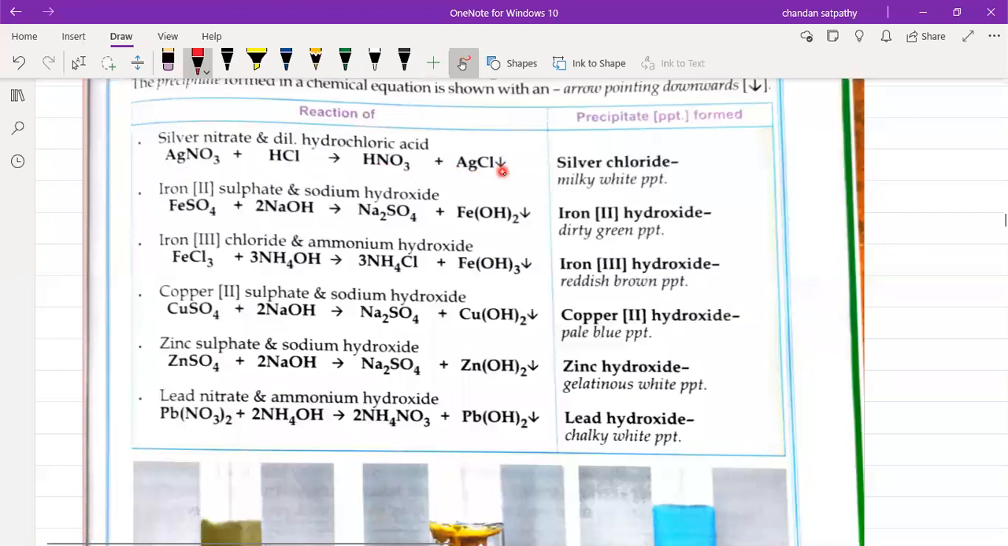Here you see a downward arrow mark is there. This means it is a precipitate. And what is the color of the precipitate? It's a milky white precipitate. So students, you have to remember the exact color name.